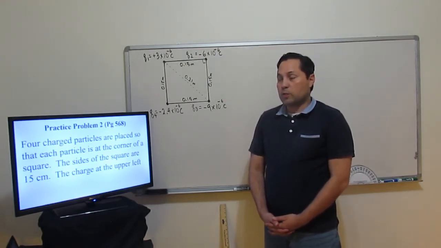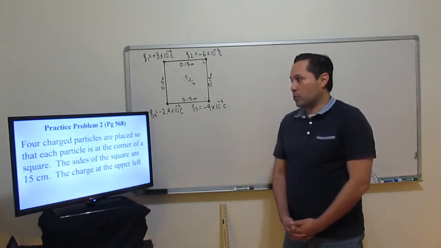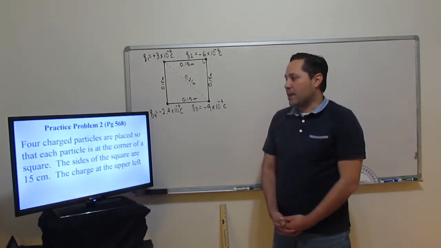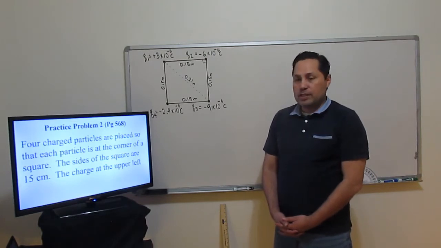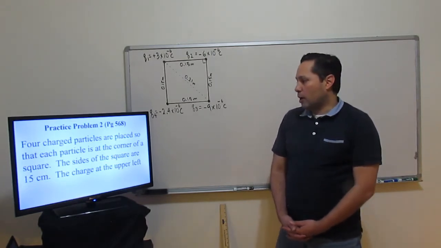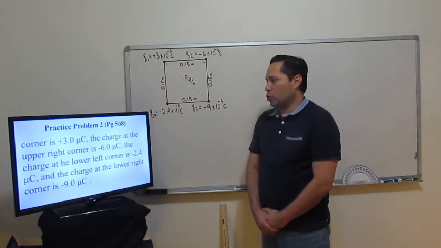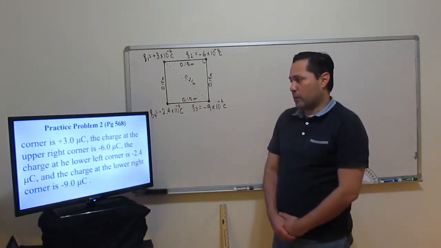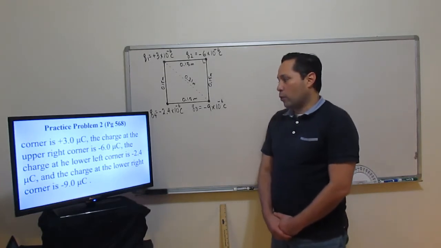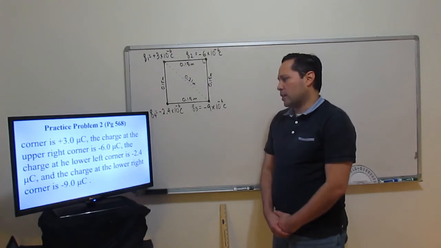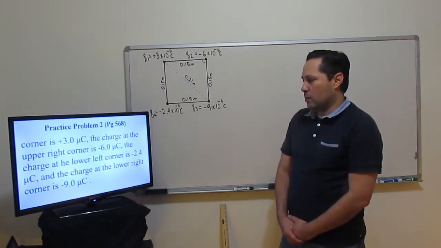Up next is practice problem number 2 out of page 568. In this problem they tell you the following. 4 charged particles are placed so that each particle is at the corner of a square. The sides of the square are 15 centimeters. The charge at the upper left corner is 3 microcoulombs. The charge at the upper right corner is negative 6 microcoulombs. The charge at the lower left corner is negative 2.4 microcoulombs. And the charge at the lower right corner is negative 9 microcoulombs.